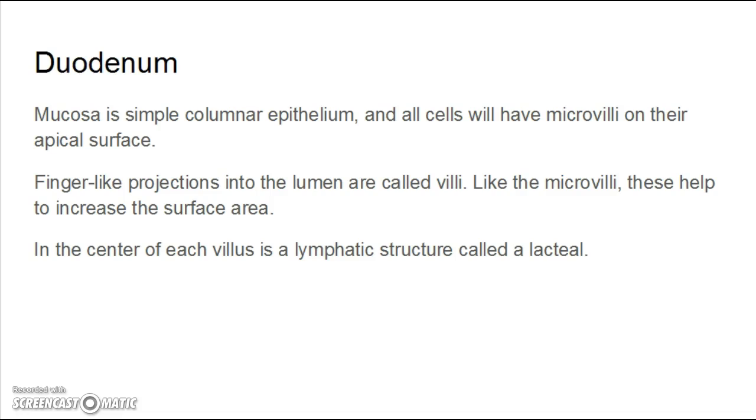The mucosa is still going to be simple columnar epithelium, and the surface of all of these cells are going to have microvilli on their apical surface, and microvilli increase surface area for those cells. There are going to be larger finger-like projections into the lumen of the small intestine called villi, and just like the microvilli, these help to increase the surface area of the small intestine. And in the center of each villus, there's going to be a lymphatic structure called a lacteal, and this is where the lipids that are absorbed go into the lacteal, then they go into the bloodstream after that.